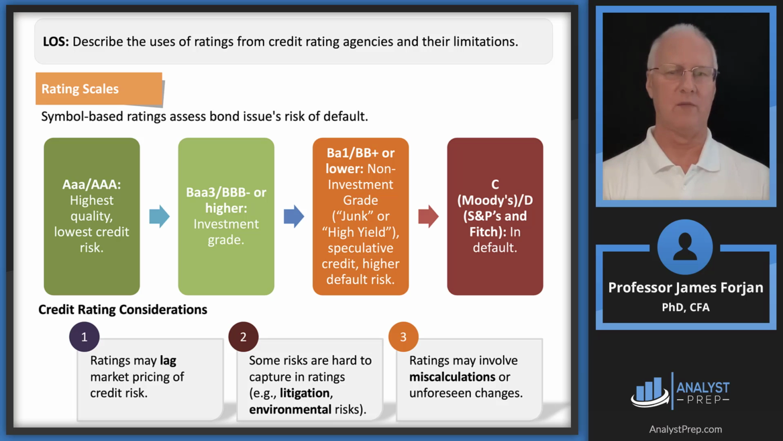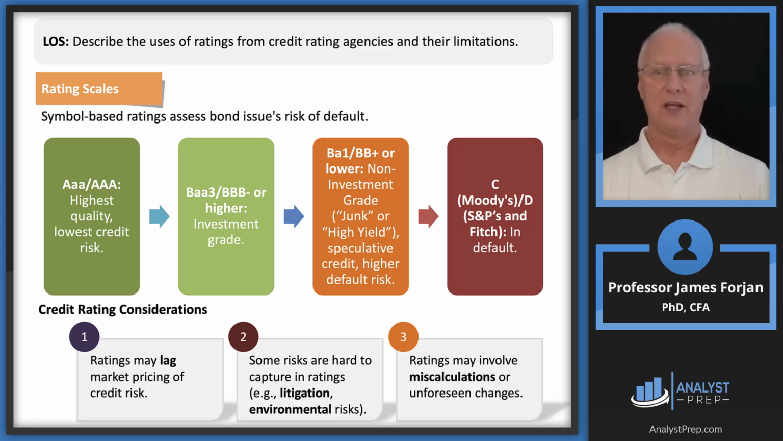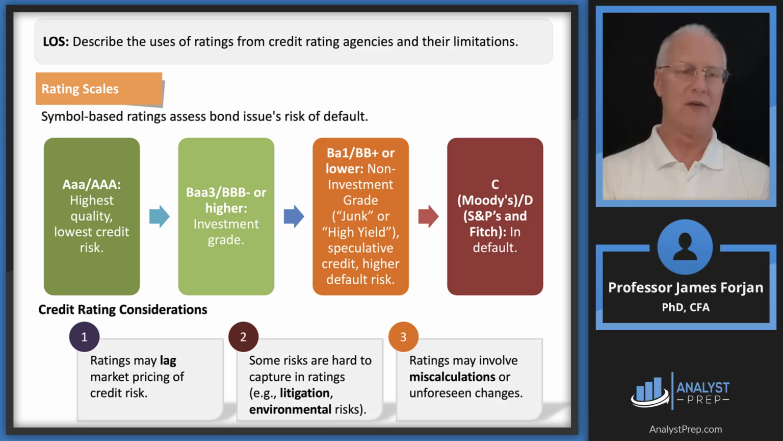For the exam, you probably need to know two things. We start with AAA and go all the way down to C or D. AAA, that's great. C or D, that's not so great. So just think of it in terms of levels of default risk. That's the first thing, the scale. But then you need to find a discrete interval there. Anything that is BBB or above is considered investment grade.